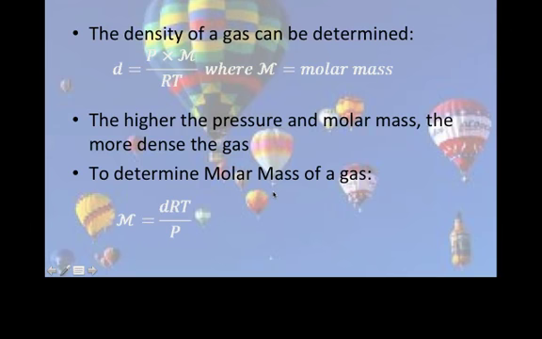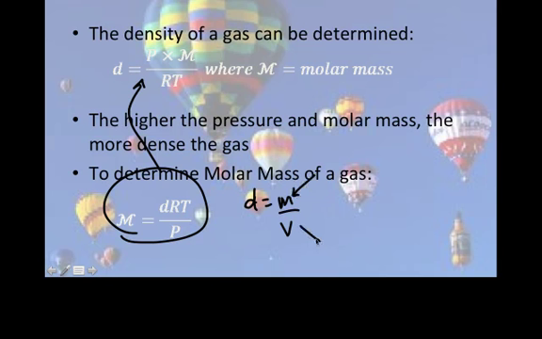So how do we determine the molar mass of a gas? Suppose that we just rearrange this. This is the same as this. It's just rearranged so that we've solved for the molar mass. So density, again, is mass over volume. If you can measure the mass of the gas and you can measure the volume that that gas is occupying, then you can determine its molar mass, which is handy when you're trying to identify a gas.